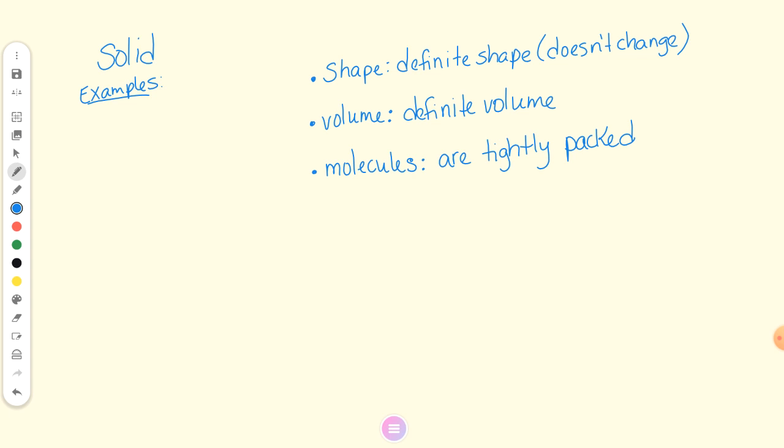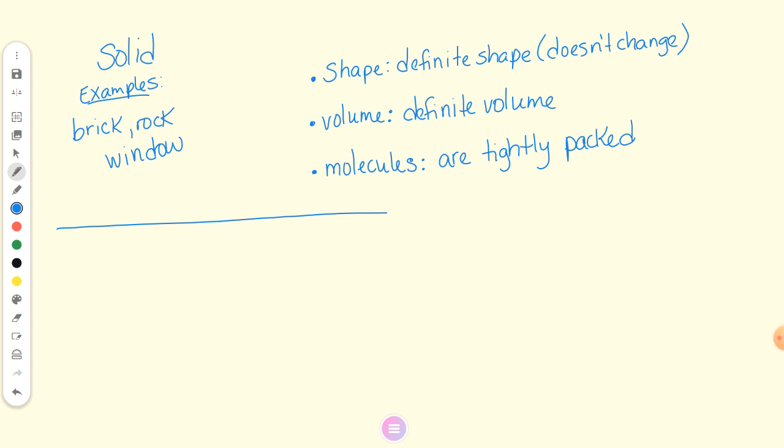So the molecules are tightly packed. Who can give me some examples of solids? And we're not going to, there's a million of them. Kendall, give me one. A brick. Nate, give me another one. One more. Brody, tell me one more solid. A what? Okay, a window. Okay, and again, we could give 800. We're going to stop there.